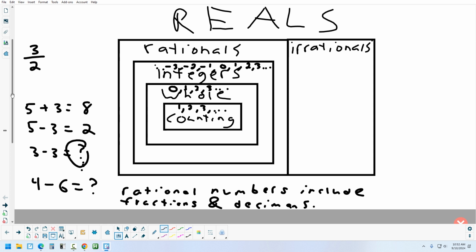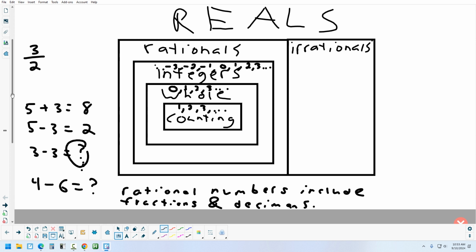So if rational numbers are all the numbers that include fractions and decimals, irrational numbers are the numbers that cannot be written as fractions and decimals. Does anybody know a number that you cannot write as a fraction?